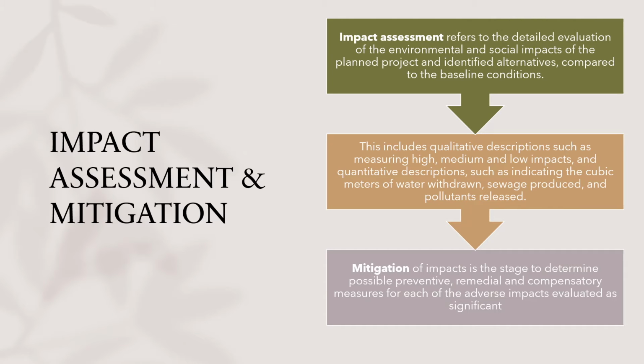Next, we will talk about the impact assessment and mitigation. Impact assessment refers to the detailed evaluation of the environmental and social impacts. This includes qualitative descriptions such as measuring high, medium, and low impacts, and quantitative descriptions such as indicating the cubic meters of water withdrawn, sewage produced, and pollutants released. Mitigation, on the other hand, is the stage to determine the possible preventive, remedial, and compensatory measures for each of the adverse impacts evaluated as significant.